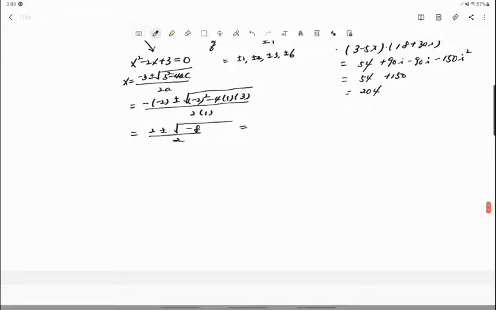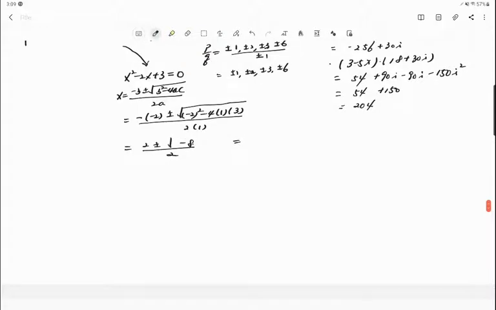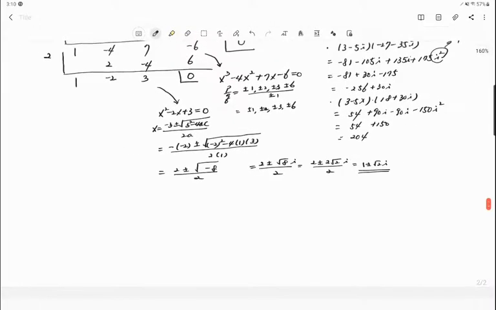Then this is equal to 2 plus or minus square root of 8i, right? 8i over 2. Then 2 plus or minus, 8 is 4 times 2. So 2 square root of 2i over 2. So finally, we can write it as 1 plus or minus square root of 2i. So these are the two solutions.